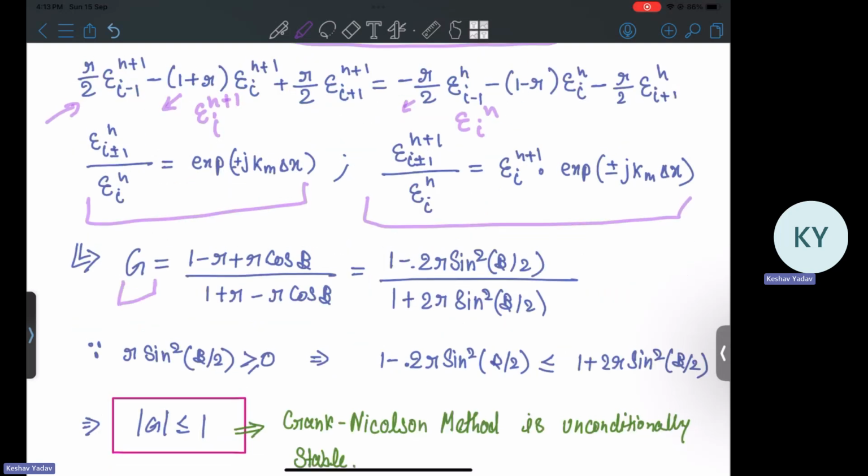G will be equal to 1 minus r, from here it will come 1 minus r, and this will combinedly give r cos beta. Okay, and from here you will get 1 plus r, and this term combinedly will give r cos beta. Now this 1 minus cos beta you write in terms of sine square beta by 2, then that will lead to this. How? 1 minus cos beta by 2 will be equal to sine square beta by 2. Okay, this is the formula that we are using.